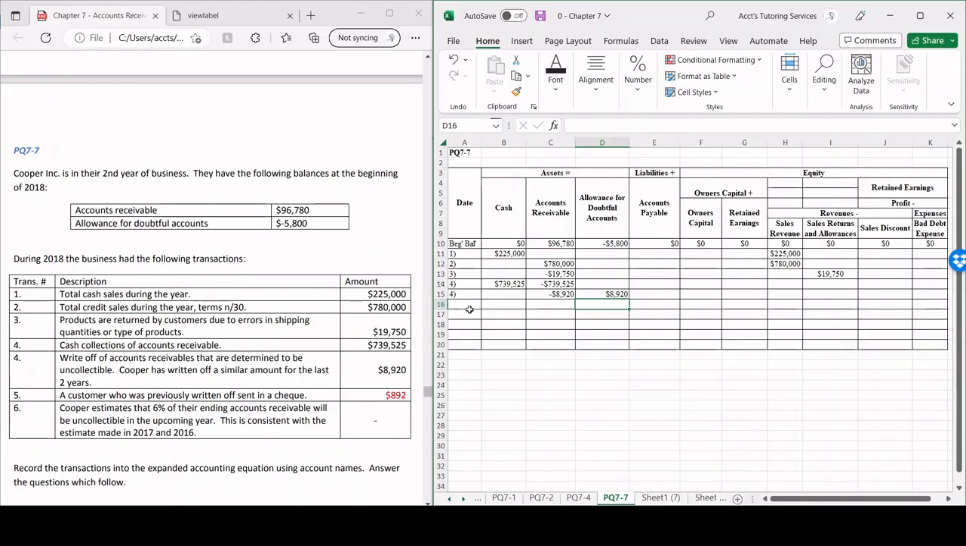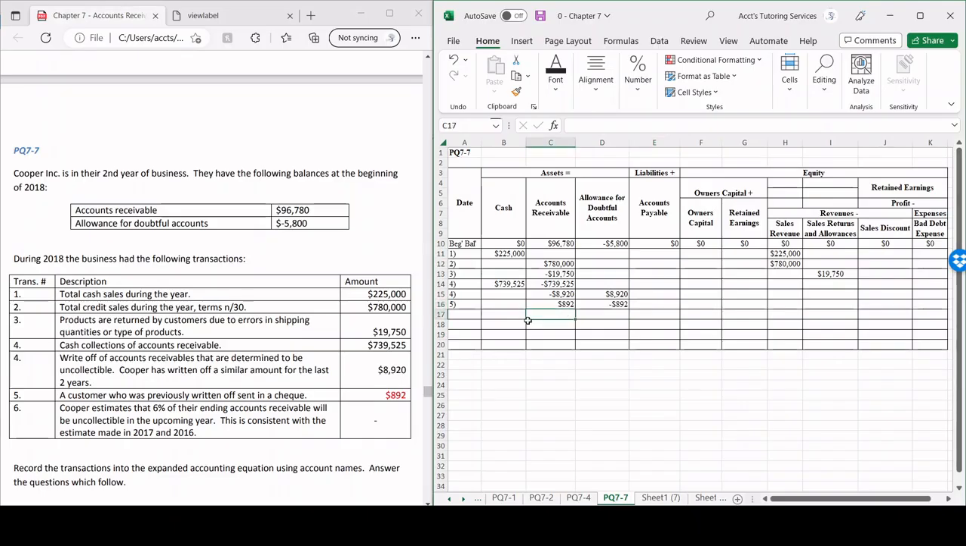Then let's fast forward to transaction number 5. A customer who was previously written off sent in a check. So this is a 2-part entry because remember, we wrote off their account, so the account no longer exists within our accounting system. So we have to add it back. So we're going to increase our accounts receivable by 892. And then we're going to decrease our allowance for doubtful accounts by negative 892. Remember, it's the opposite effect as a contra account.